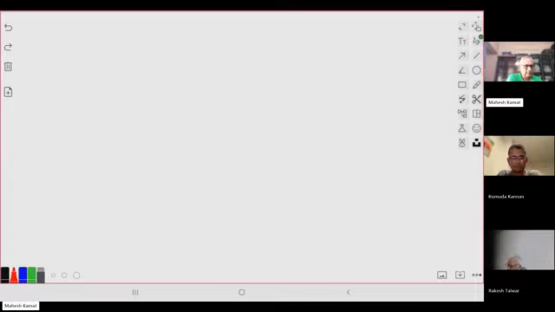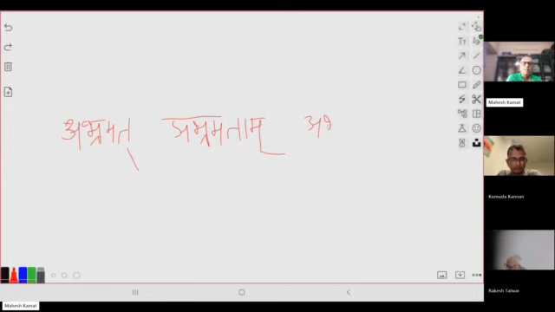Let's try Bhramati. Bhram. Prathama Purusha. Abhramat. Abhramatam. Abhraman, वो तो दिया हुआ है ना. Abhramat, abhramatam, abhraman. Good.